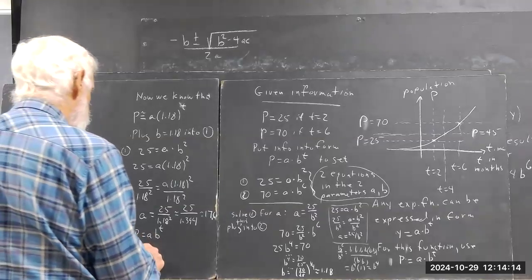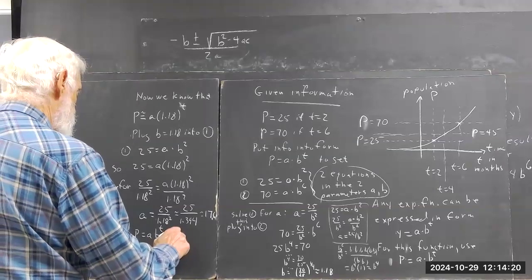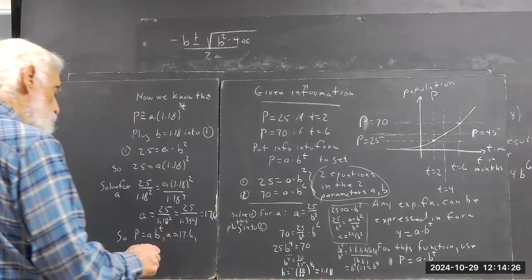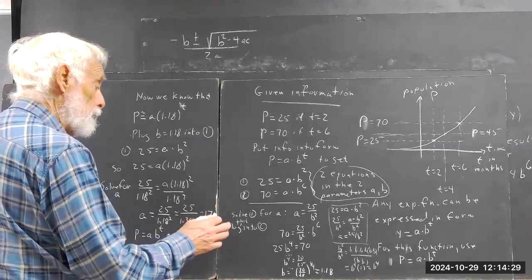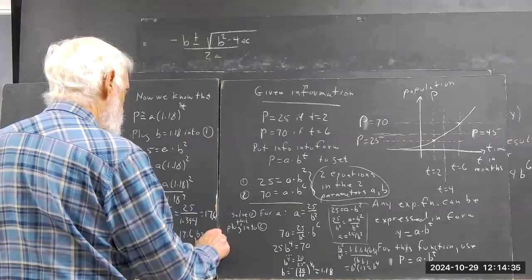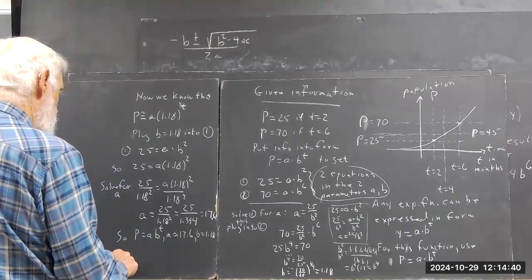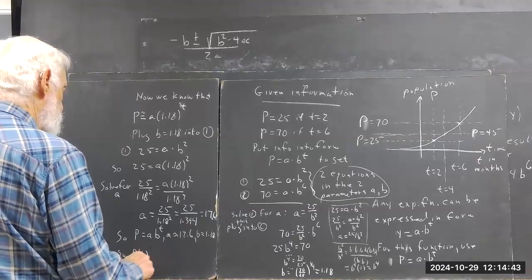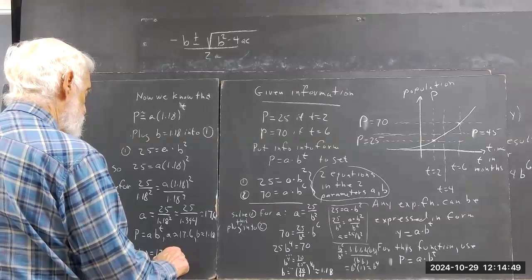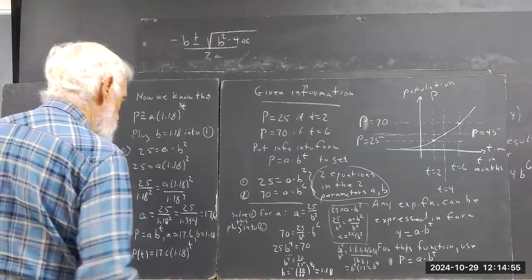So a equals a_b to the t, and a_b equals 17.6. I could be off. Don't trust my mental arithmetic. Okay, so 17.6 equals a_b, and b equals 1.18. Finally, I'm going to write it as a function: P of t equals 17.6 times 1.18 to the t.